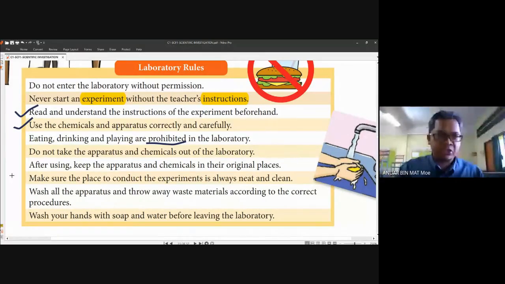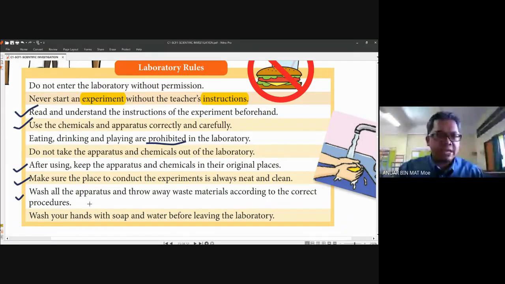Next one, after using, keep the apparatus and chemical in their original place. Where you take the apparatus or the material, you use it and then you put it back. Next one, make sure the place where you conduct the experiment is always neat and clean. The table where you conduct the experiment is always clean.